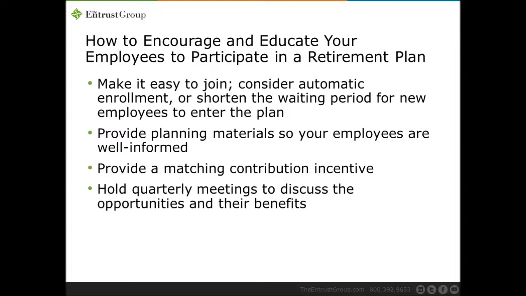Holding quarterly meetings to instruct the employees on the different types of investments available in the plan also allows the employer as well as the investment provider to get in front of these employees to encourage them to save up for retirement.